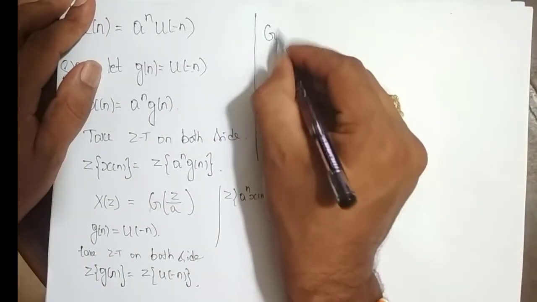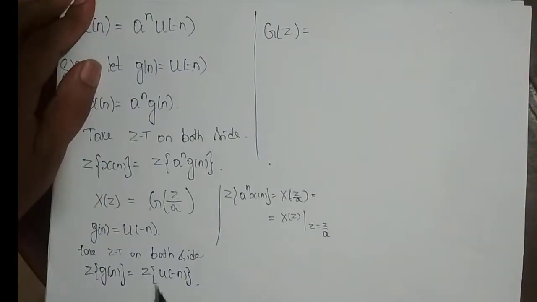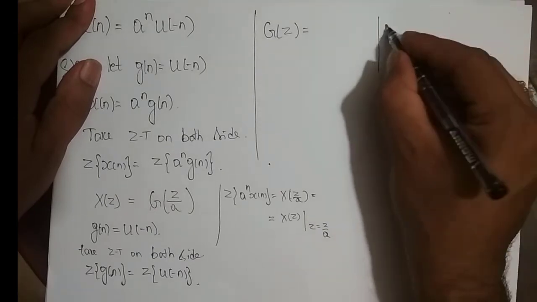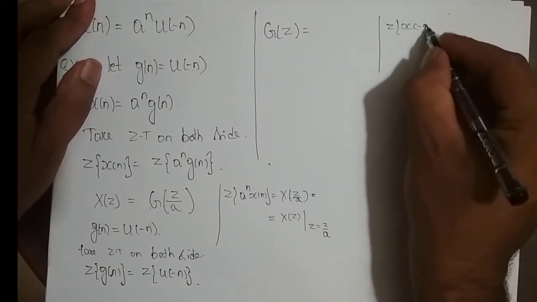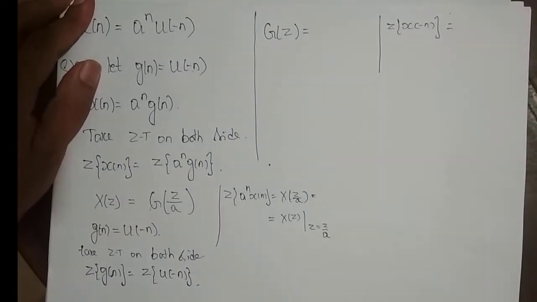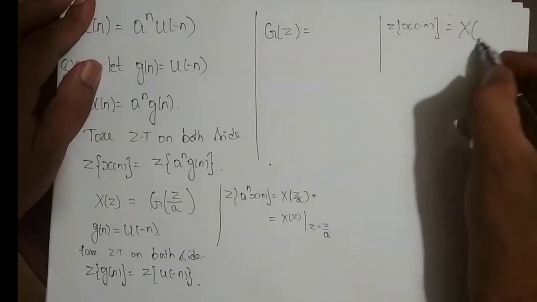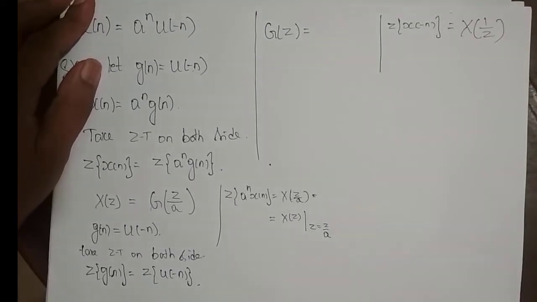So the z transform of g of n is G of z. What is the z transform of u of minus n? Which property can I use? What is the z transform of x of minus n? It is the time reversal property, right? So x of minus n is X of 1 by z.